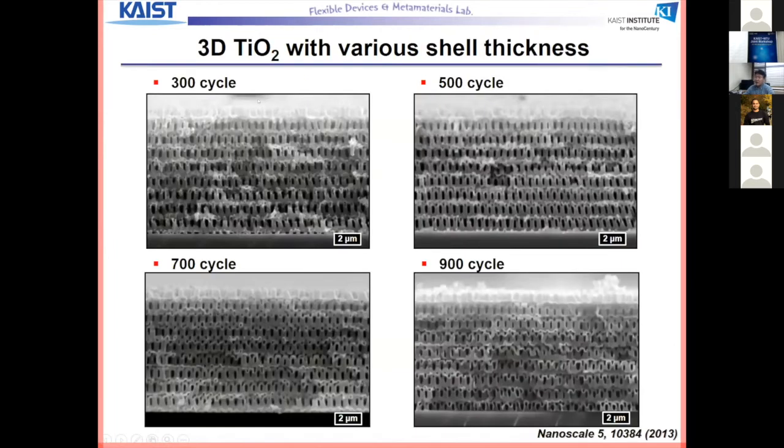The beauty of this ALD technique is that, depending on the number of deposition cycles, you can precisely control the thin shell thickness. Here, 300 cycles is equivalent to about 30 nanometer thin shell thickness, with a total film thickness of a couple of tens of micrometers. And this 500 cycles means 50 nanometers, then 770 and 990 nanometers. So we can make three-dimensional thin shell oxide structures. This is TiO2 and aluminum oxide.